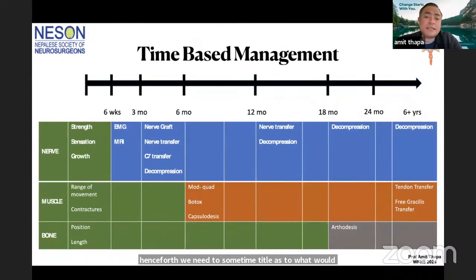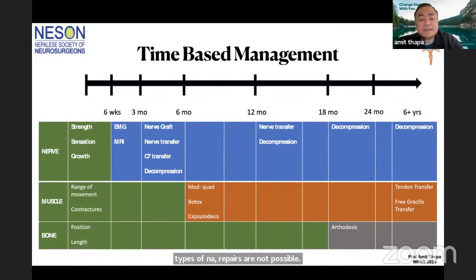Now, depending upon the time of injury and when the patient presents to us, we can define what type of management we can do. The most important or the most successful management has been the neural management, that is by using a nerve graft or a nerve transfer or a decompression surgery as soon as possible. But as it goes beyond 12 to 18 months, these types of nerve repairs or nerve transfers are not possible. Hence, we can only do a decompression.